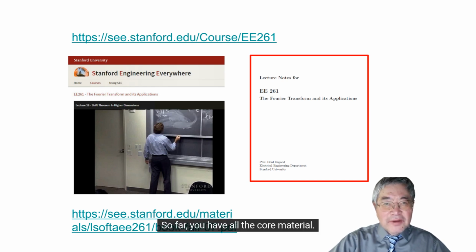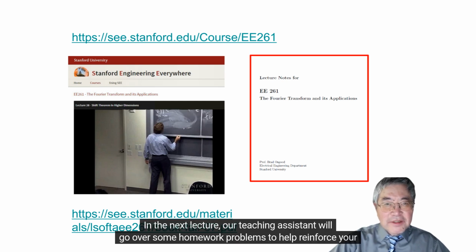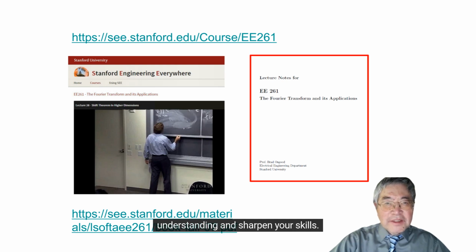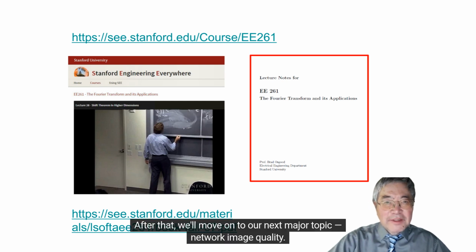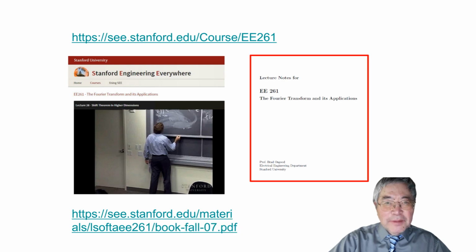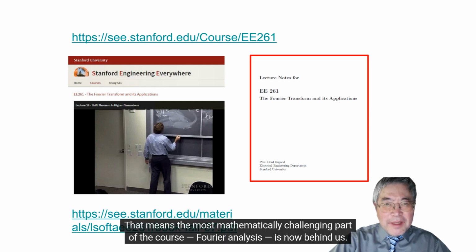So far, you have all the core material. In the next lecture, our teaching assistant will go over some homework problems to help reinforce your understanding and sharpen your skills. After that, we'll move on to our next major topic, network image quality. That means the most mathematically challenging part of the course, Fourier analysis, is now behind us.